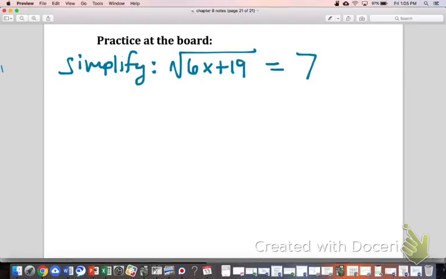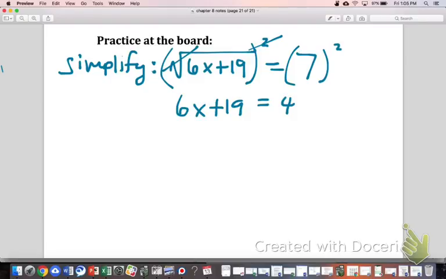Do you guys see how the radical is all by itself on the left side? There is stuff in there, but the radical is all by itself. Folks, just listen and watch, okay? Once the radical is by itself, you can square both sides. The goal of that is to get rid of the radical. We want to get the stuff inside the radical out. So this is going to cancel here and here, leaving me with 6x plus 19 is equal to 49.